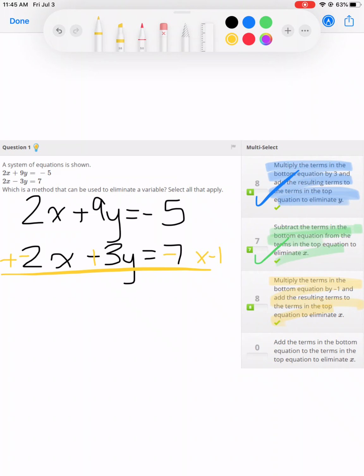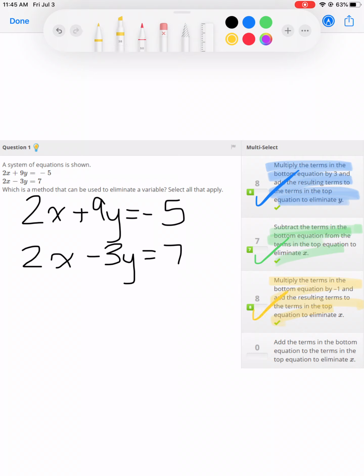So 2 plus negative 2 is 0x. If you don't believe me, put it in your calculator. It says to eliminate x. Because x is now a 0, it has officially been eliminated. So I can solve for the rest of it. So that was nice and easy. I don't even have to keep going because it works. We don't have to solve it. We're just proving that it works.